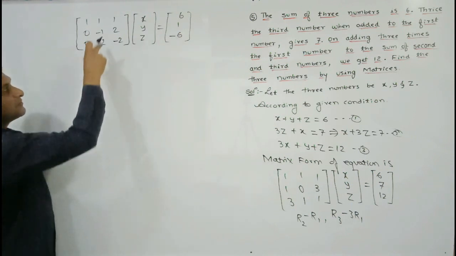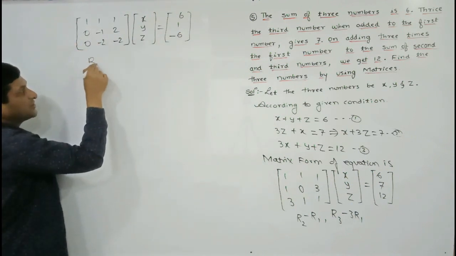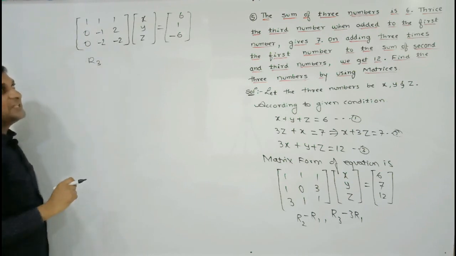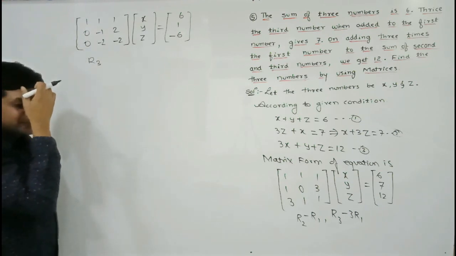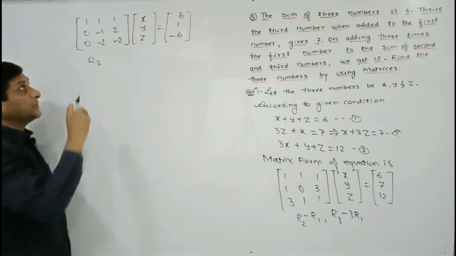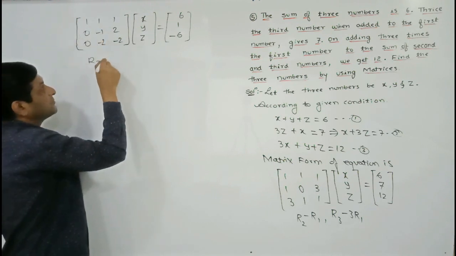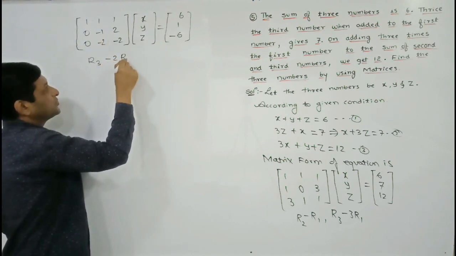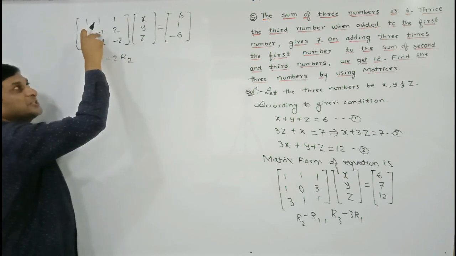Lastly, let us try to convert this element into 0. So our operation is on R3. What is the element of R3 here? Minus 2. And we have to add plus 2 to it. To get plus 2 here, we are multiplying R2 by minus 2. Minus 2 into minus 1 is plus 2.